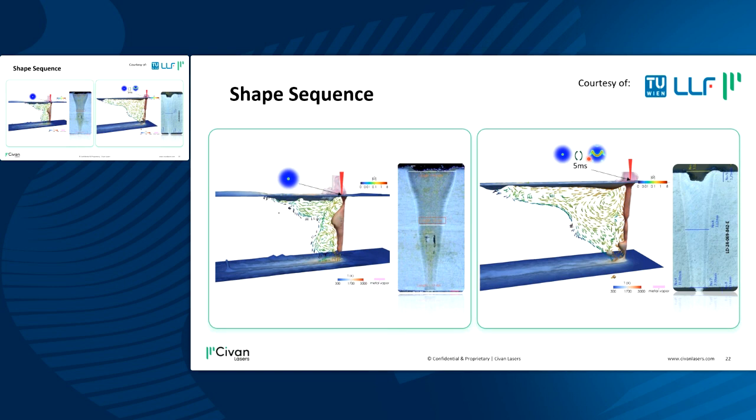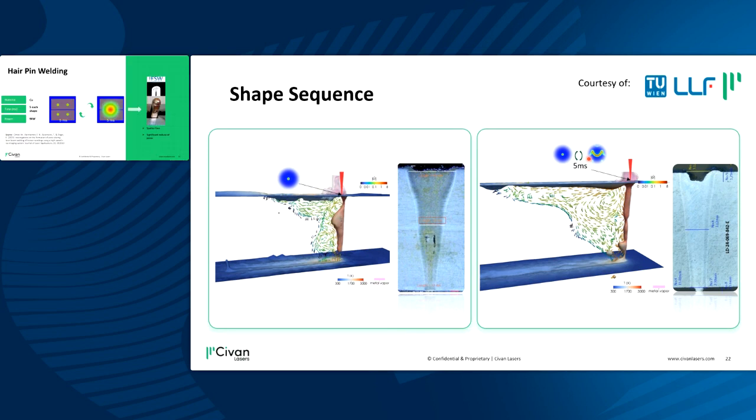Just to give you one more example, this is welding of hairpins. This is a very common application in the e-mobility industry. The stator of the electric vehicle motor basically has hundreds of these hairpins that need to be welded together. And it's enough that one of these connections is bad, and the entire part will not work and needs to either go through rework or basically go to the garbage.